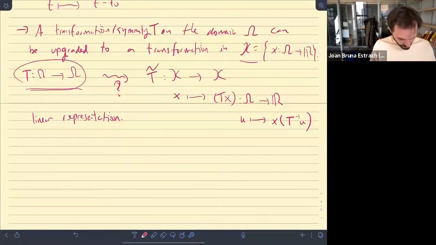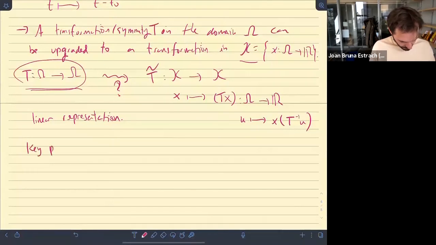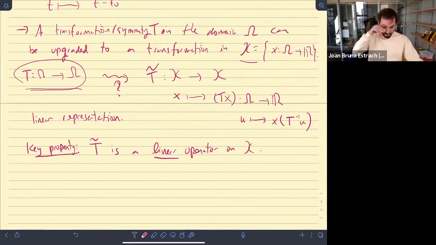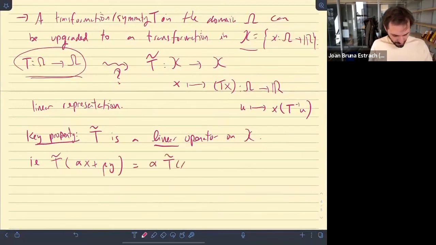Let me just write it like this, just to avoid confusion. A key property is that T tilde is a linear operator. You can verify that this operator is linear. In other words, T tilde of alpha x plus beta y is equal to alpha times T tilde of x plus beta times T tilde of y.